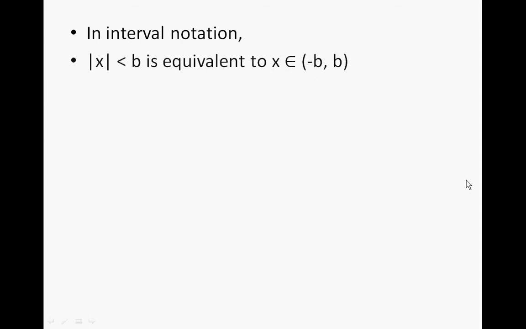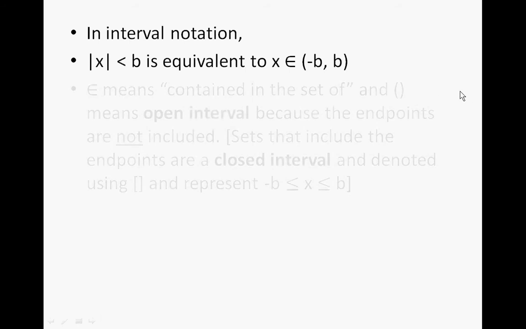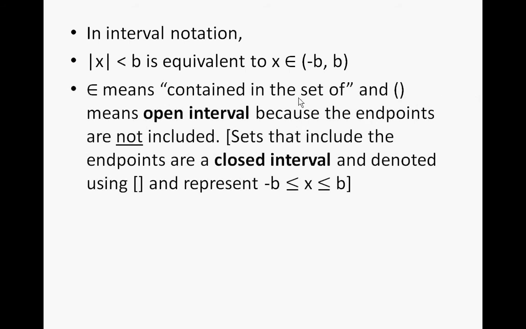So in interval notation, we're going to introduce a new symbol. The absolute value of x is less than b is equivalent to the set, and this is a set containing minus b and b. So this funky looking e means contained in the set of. Now notice that we're using parentheses. That means that this is an open interval because the endpoints are not included.